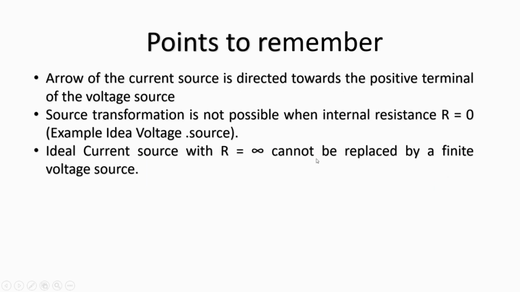Now, these are some points that we need to remember while we perform source transformation. Firstly, we should ensure that the arrow of the current source is always directed towards the positive terminal of the voltage source. The second point is we cannot perform source transformation if the internal resistance of the source is 0 or if the internal resistance of the source is infinite. So these are very important points that we need to remember.